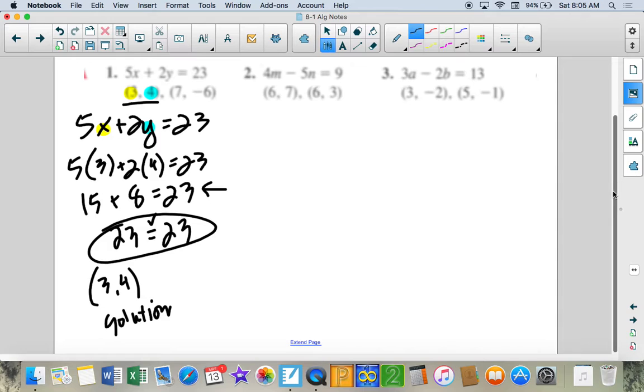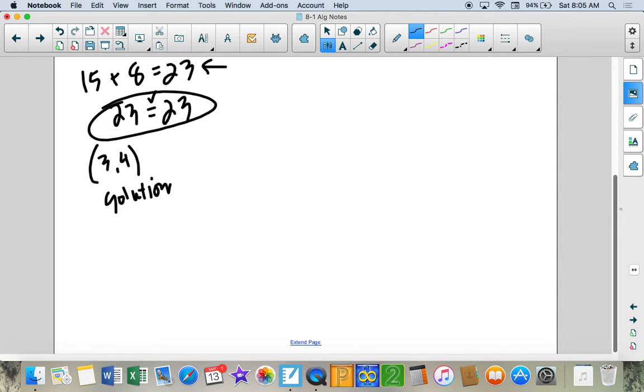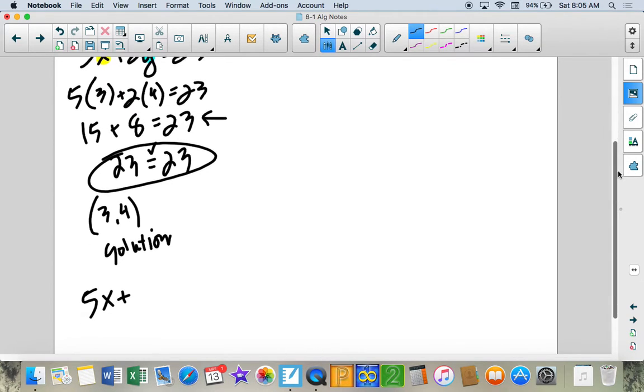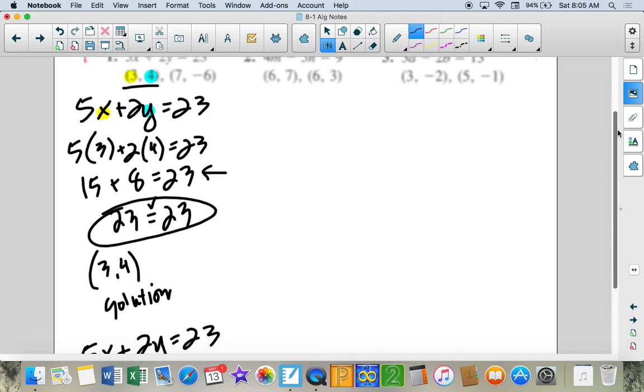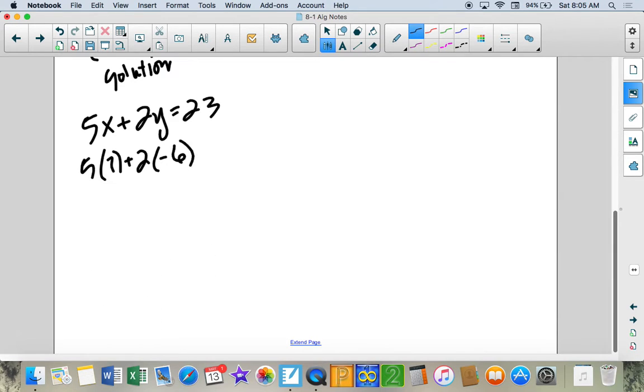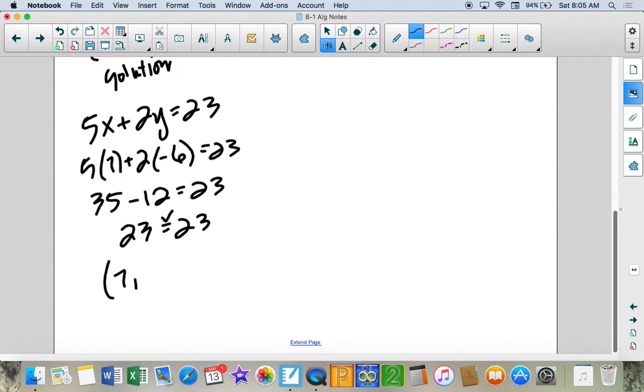Let's look at the other point. We've got 7, negative 6. So my equation is 5x plus 2y equals 23. And my x value is 7. My y value is negative 6. That's going to give me 35 minus 12 equals 23. 35 minus 12 is 23, equals 23. So the coordinate 7, negative 6 is also a solution.